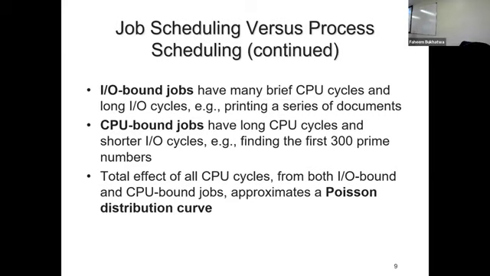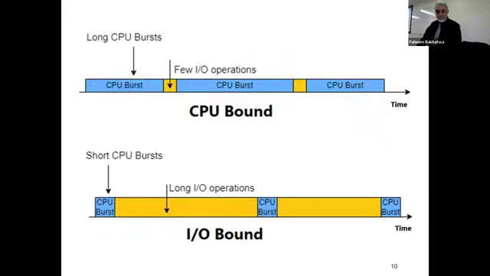And the total effect of all CPU cycles from both IO-bound and CPU-bound jobs approximates a certain Poisson distribution. It doesn't really. But this is really the approximate length of time that it takes for a job to go through CPU and IO.